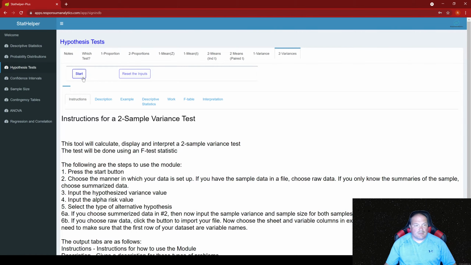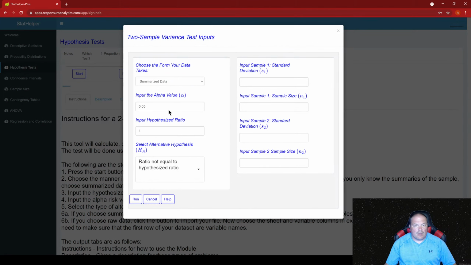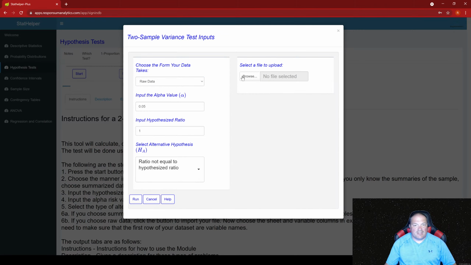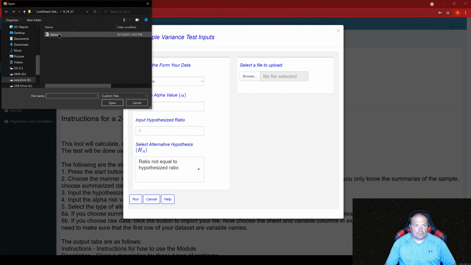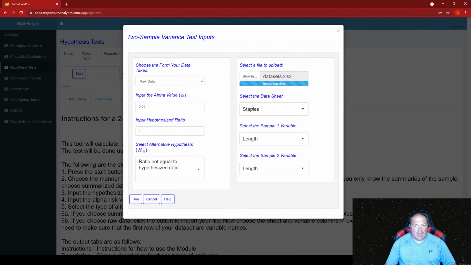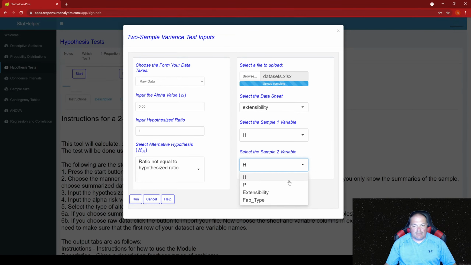So I'm going to click Start. I have raw data. Let's go find the file. I'm going to choose extensibility. Sample 1 I'm going to choose H. Sample 2 I'm going to choose P. So I'm comparing high quality fabric to the low quality, or poor quality, fabric.